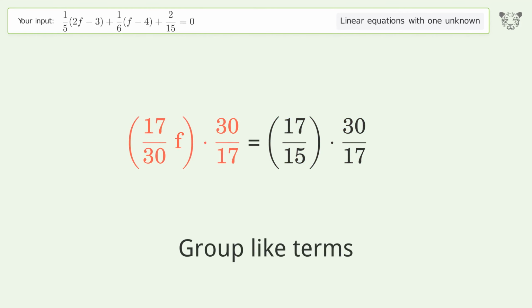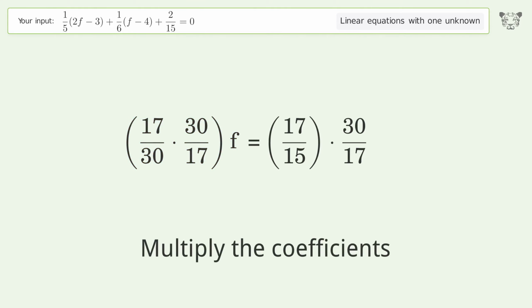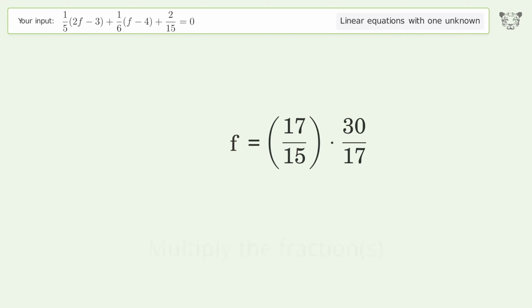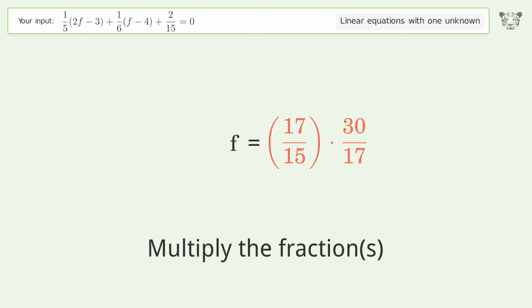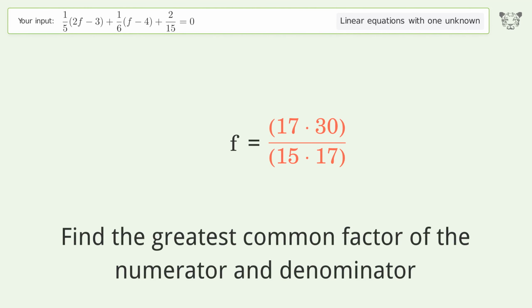Group like terms. Multiply the coefficients. Simplify the fraction. Multiply the fractions. Find the greatest common factor of the numerator and denominator.